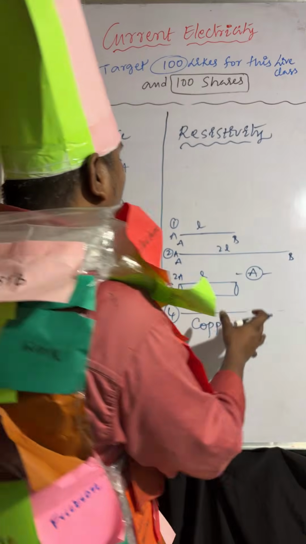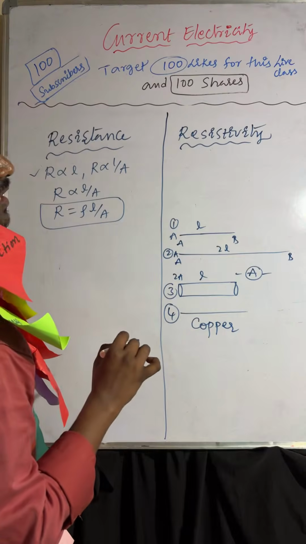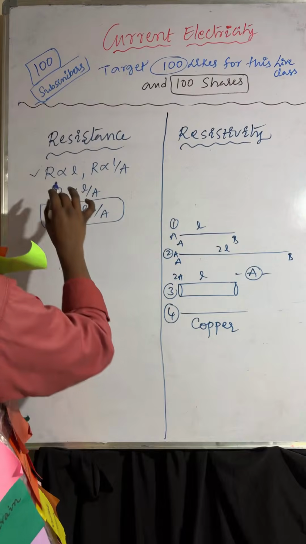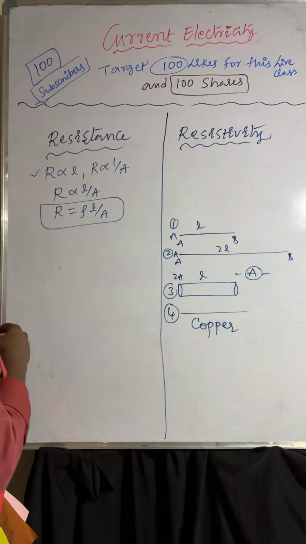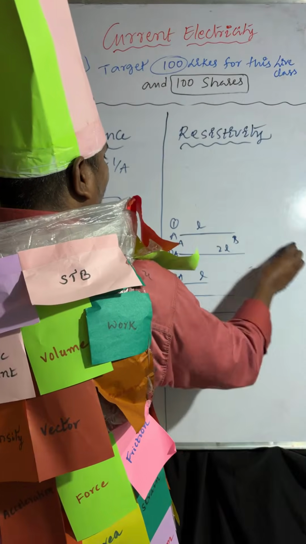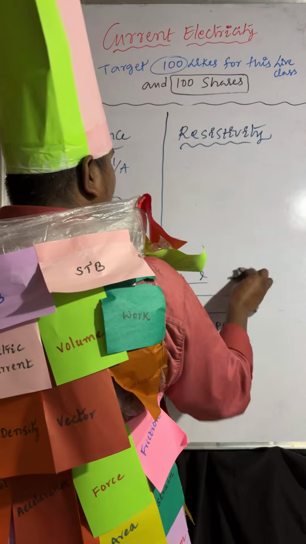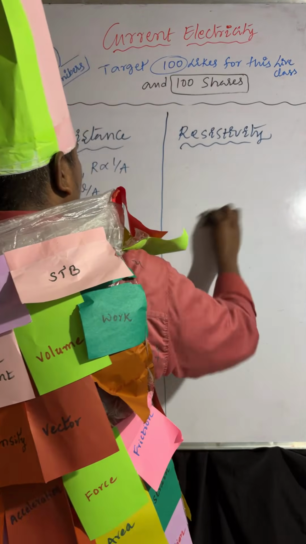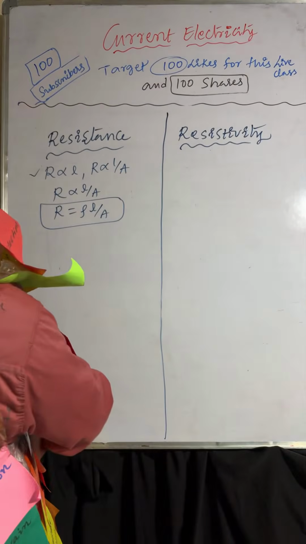Then you can observe that resistance is directly proportional to the length of the conductor. Resistance is inversely proportional to the area of the cross section. Resistance is directly proportional to L by A. Resistance equals rho, where rho is nothing but resistivity. Understood or not? Rho is the resistivity and R is the resistance.